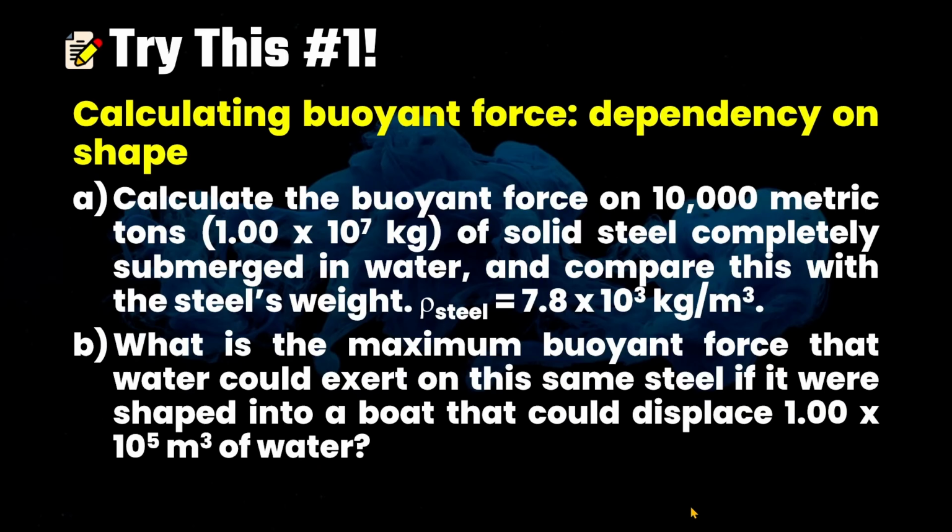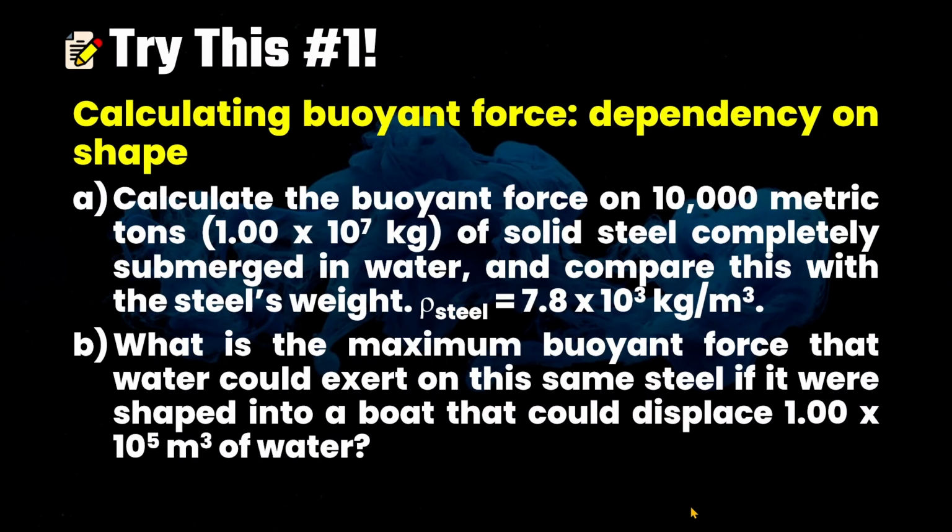Let's apply this principle mathematically. Let's calculate the buoyant force on an object, and we'll learn that buoyant force depends on the shape of the object immersed in water. Calculate the buoyant force on 10,000 metric tons, that's 1.00 times 10 raised to 7 kilograms of solid steel completely submerged in water, and compare this with the steel's weight.